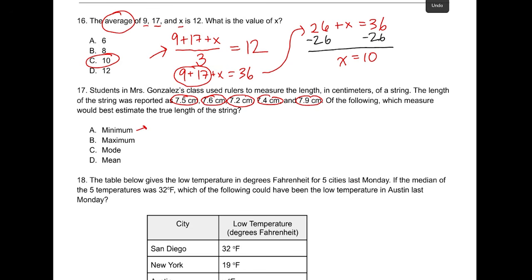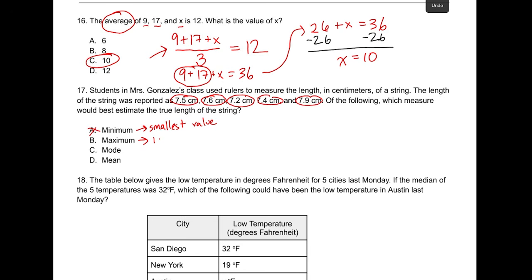So minimum is the smallest value. And whoever happened to get the smallest value is most likely not going to be closest to the true length of the string. I don't think it's going to be the minimum.